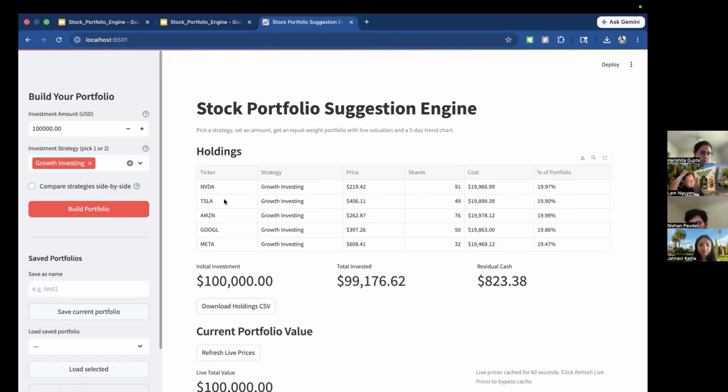Similarly, it also shows that the initial investment was 100,000, and the total invested was around $99,000, and the remaining residual cash was $823 over here. So if you scroll below.